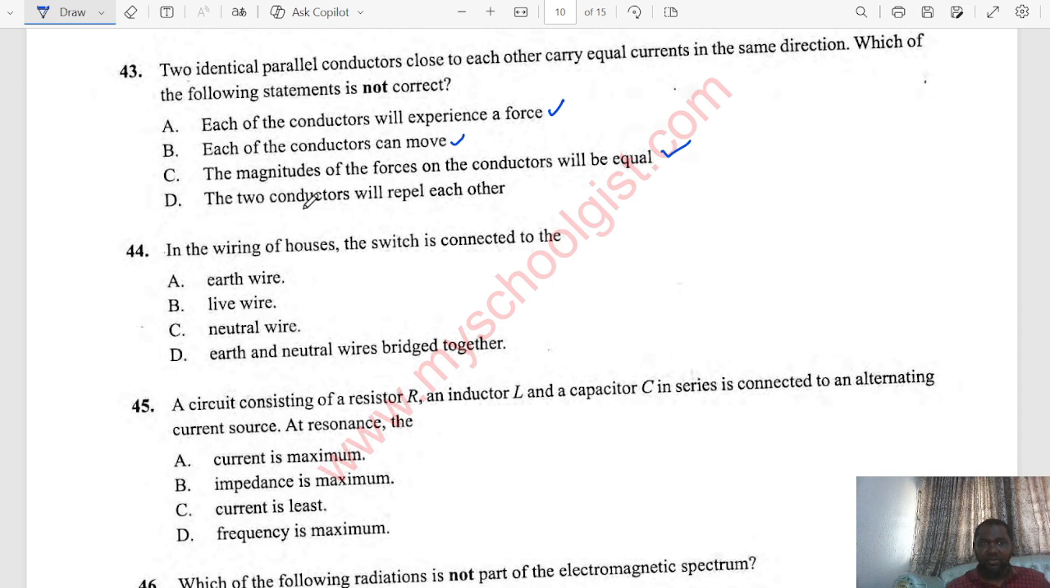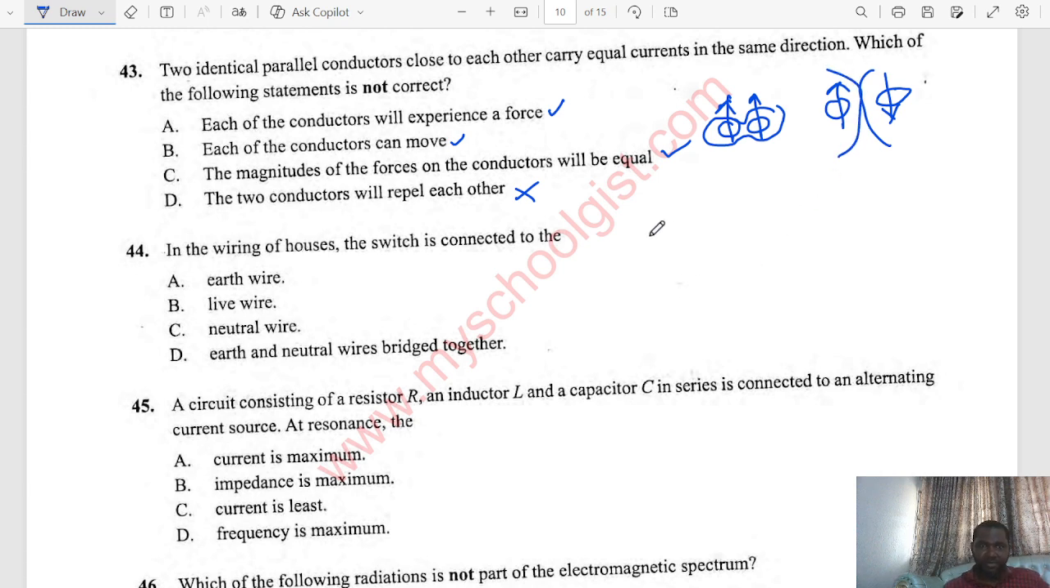Then this one says the two conductors will repel each other. That's not true. If they are carrying charges and moving in the same direction, the force between them will be an attractive force. But if the current is moving in opposite directions, then the force is going to be a repulsive force. They are going to repel each other.